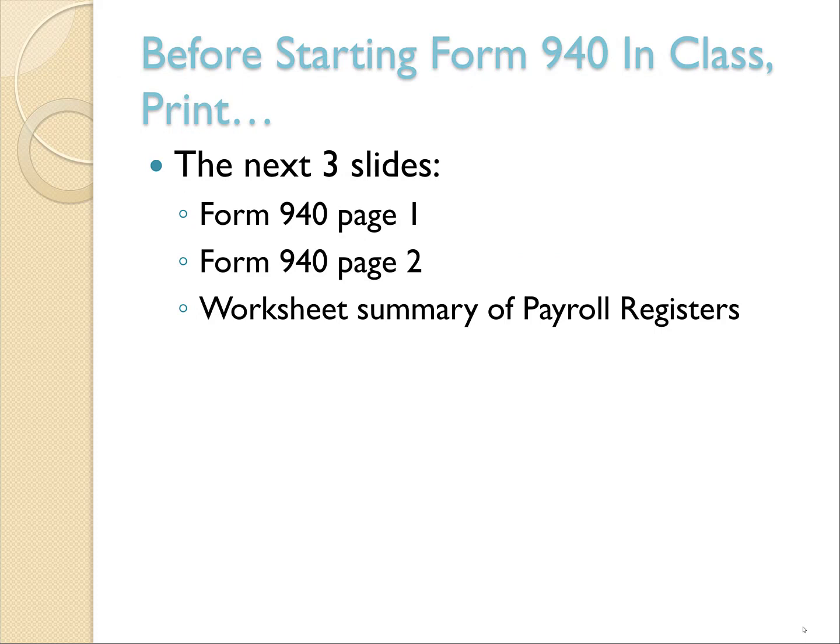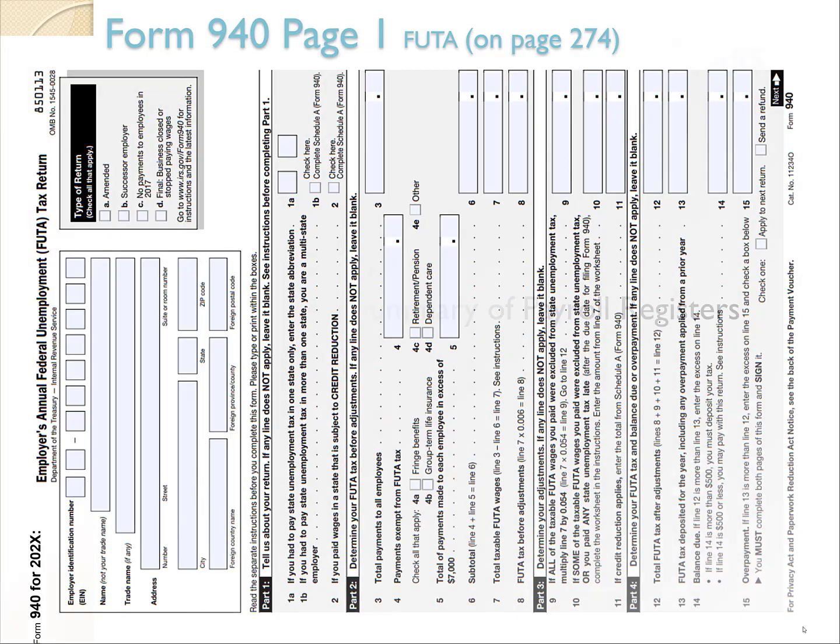So in class, we're going to hand out the Form 940, page 1 and 2, and then a worksheet which summarizes the payroll registers for the fourth quarter of a fictitious company. You're going to learn more if you actually print out these pages from the slides. Remember, you have access to the PowerPoint on Canvas. So if you do these by hand as we go through this, you're going to learn a lot more.